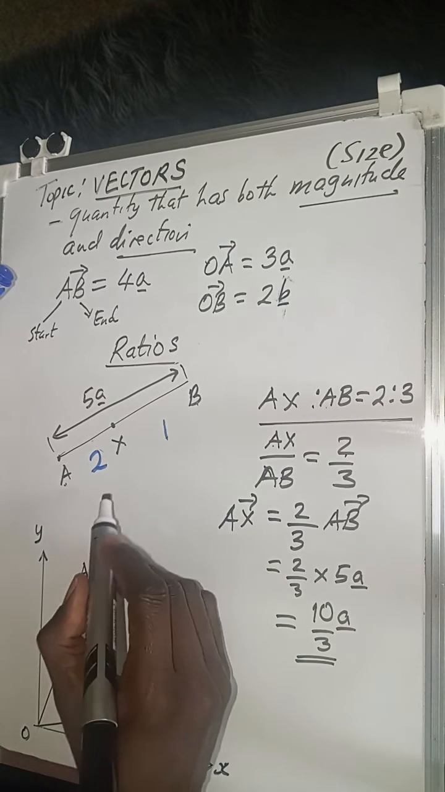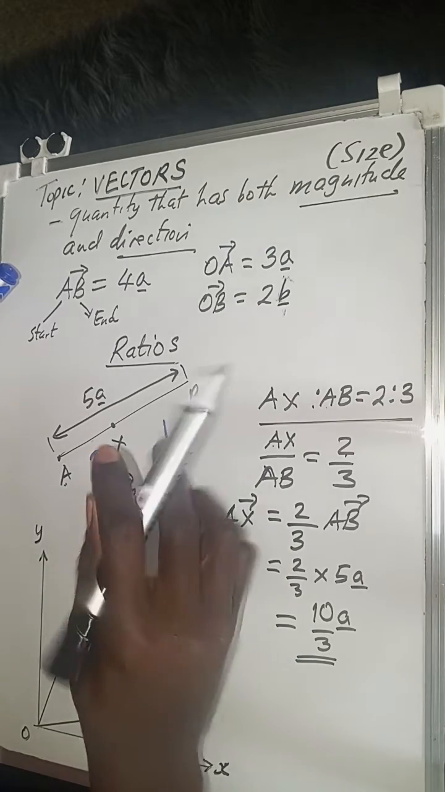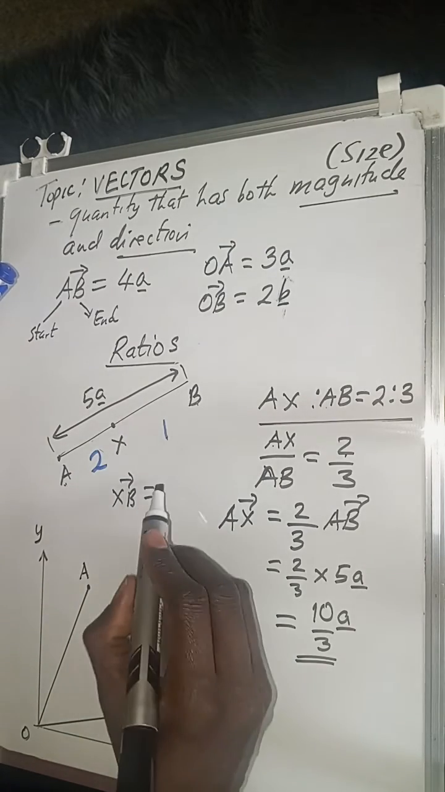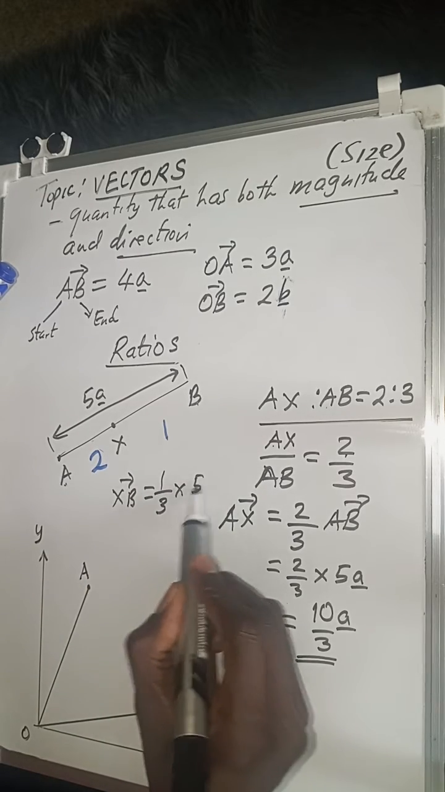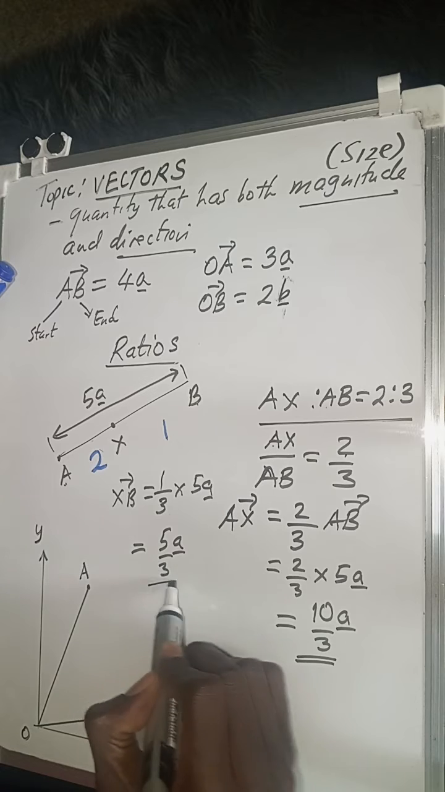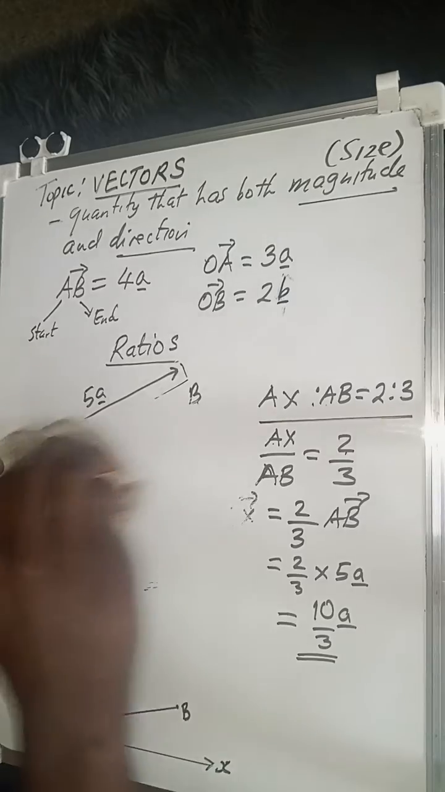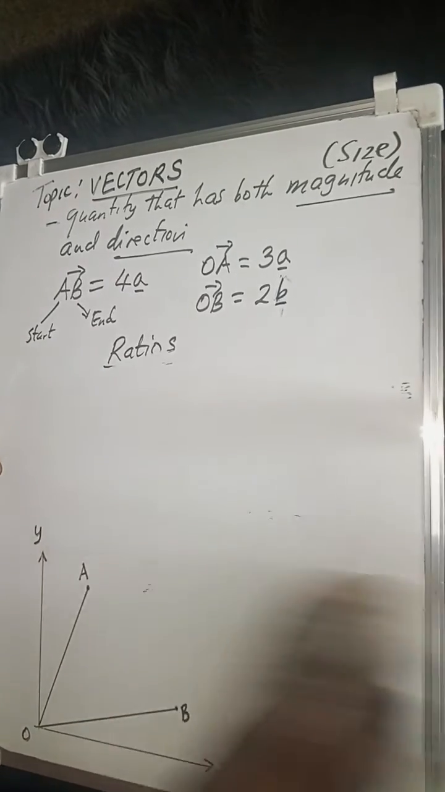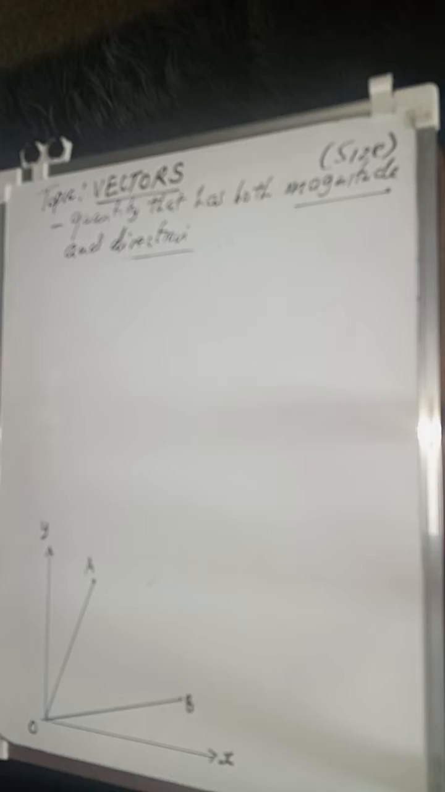In a similar way, if they did ask you to find XB, you are going to say, what is the ratio of XB? It is 1 over the total ratio, which is a 3, multiplied by 5 vector A. So it would have been 5 vector A over 3. So this is what you could have actually done. So that is what we mean when it comes to the ratios. Very important.